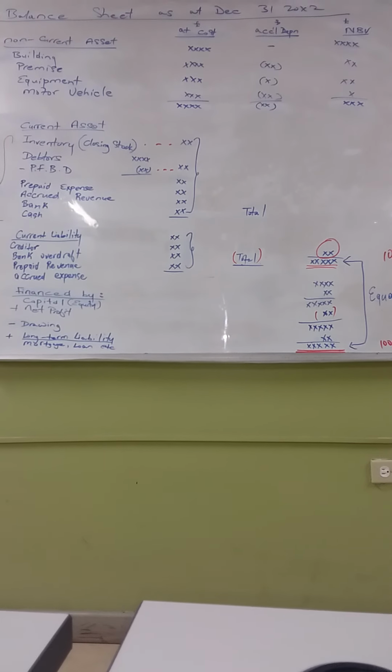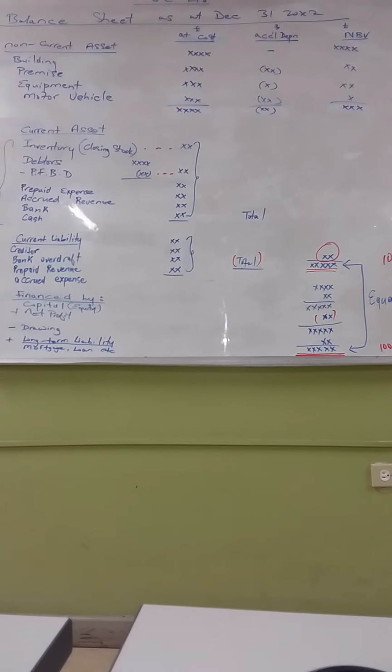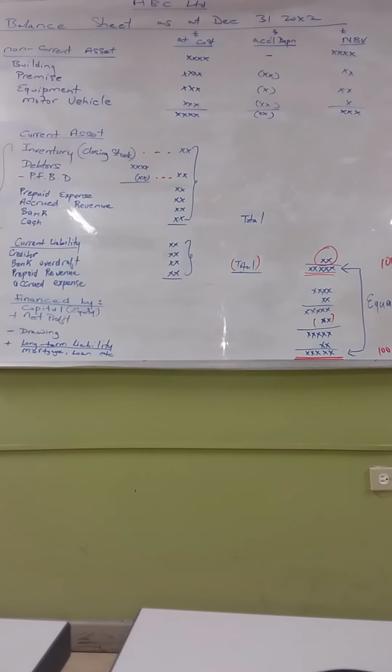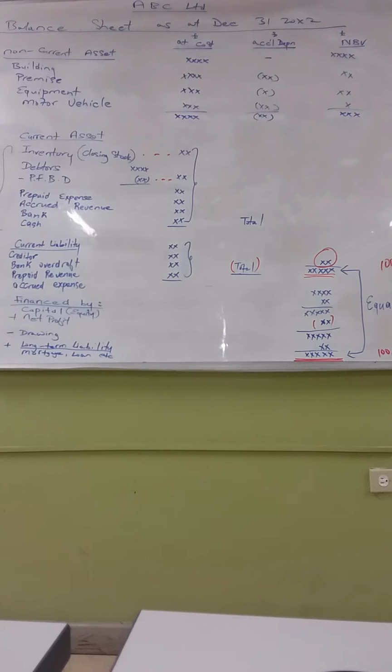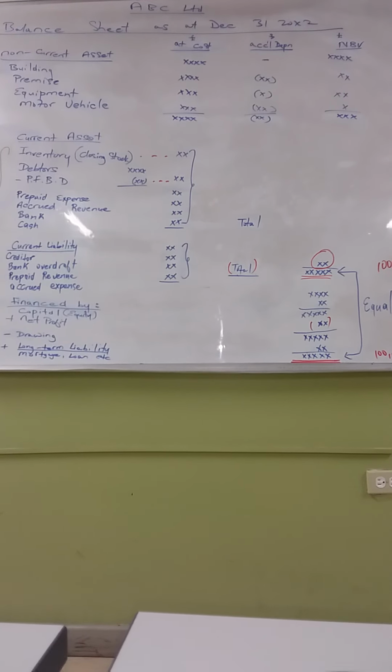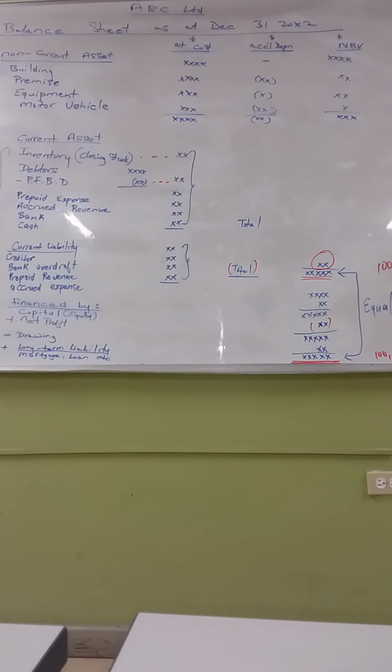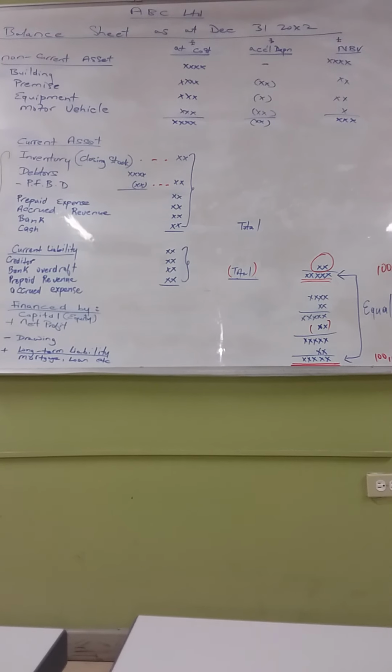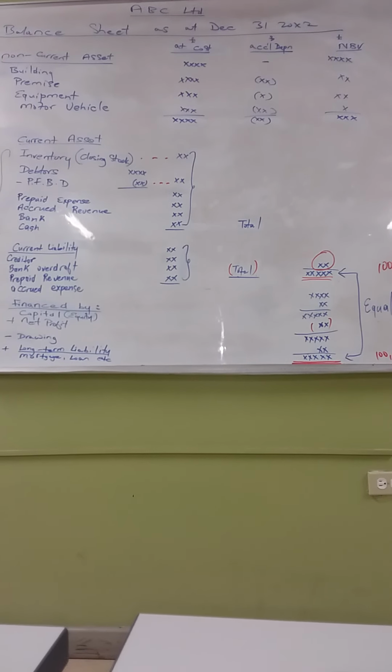Then you put in your bank balance, meaning the money that you have at the bank. Then you put in your cash balance. Then you add up all of your current assets, and to the right you put the total, what the total of your current assets equals.